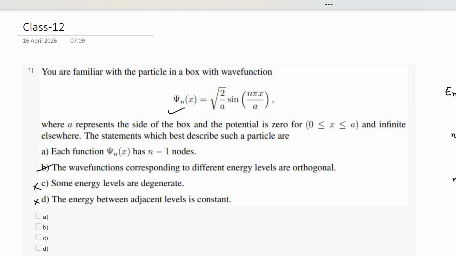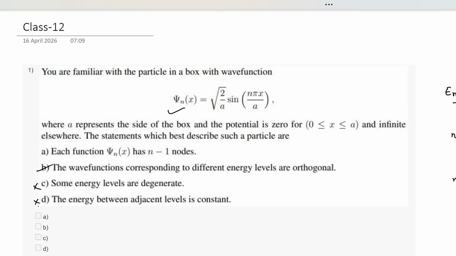But for n equal to 2 and n equal to 3, you see that delta E equals 3 squared minus 2 squared times E naught, which is 9 minus 4, or 5 E naught. That means from level to level this difference is not constant, but varies. So this is false. The energy levels are degenerate. That is also not true, because this energy is only true for one particular value of n. For another value of n there is a different energy value. So none of them are degenerate, because this is a 1D box problem.